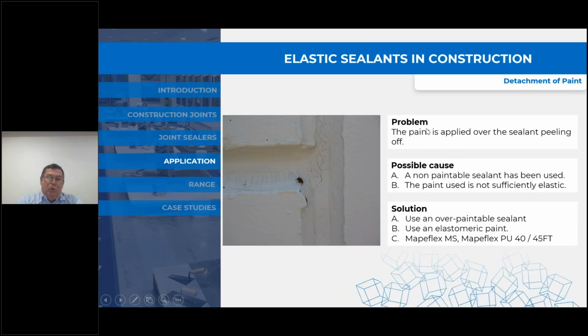Okay, I don't want to dwell too much on problems, but there's quite a few of interest that really need to be talked about. Painting over sealants can also be an issue. Paint can be applied and start to peel or crack. The possible reasons or causes for this: it's a non-paintable sealant that's been used, so silicone, or the paint used isn't sufficiently elastic to accommodate the movement of the joint. So in all cases, when painting over a joint sealant, the elastomeric properties of the paint should be equal to that of the actual sealant.